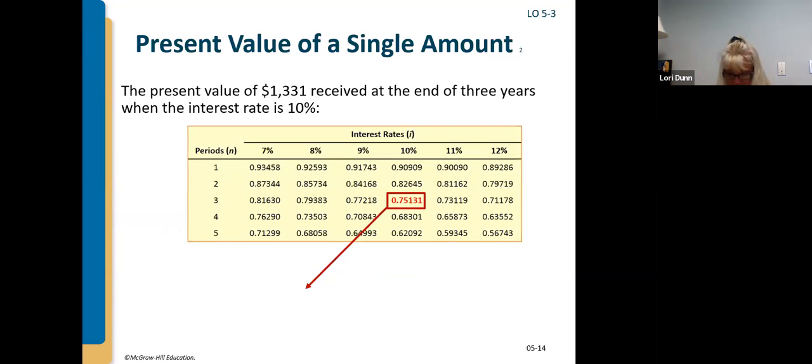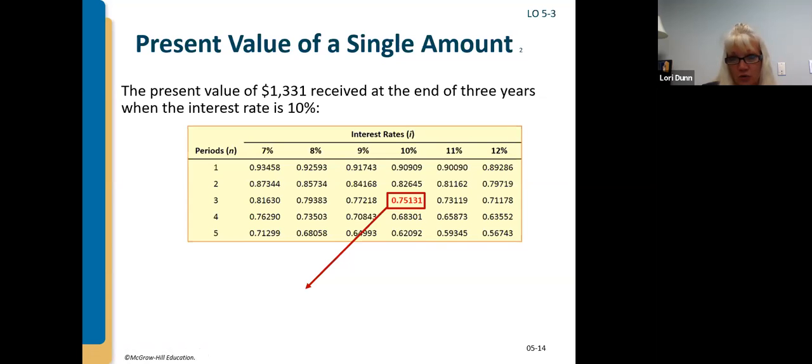Also, if you flip your page in the end of your book, there's a table we can use. And this table is called the present value of $1. So what it's saying is here's what $1 in the future is worth today, given this interest rate and this number of periods.